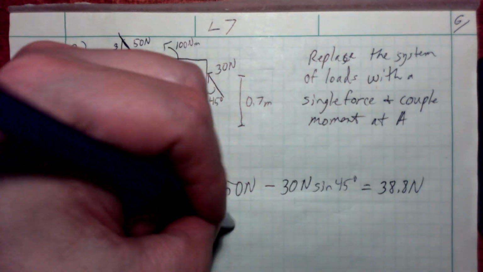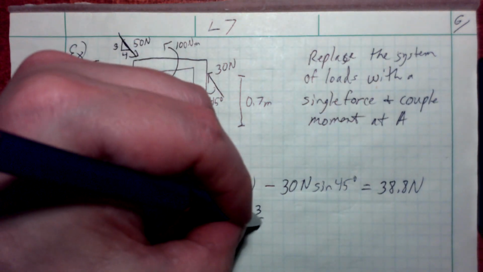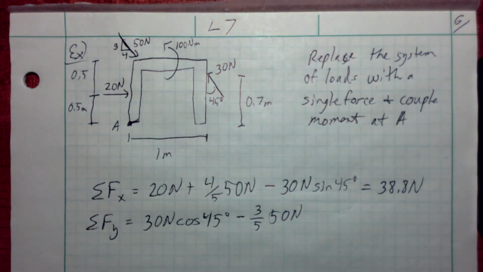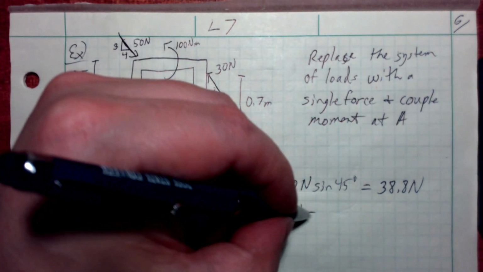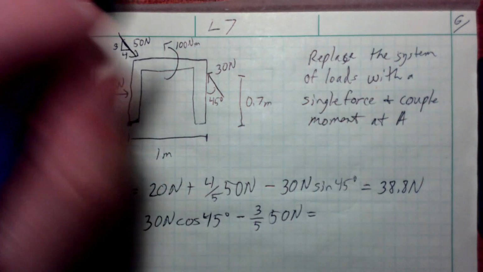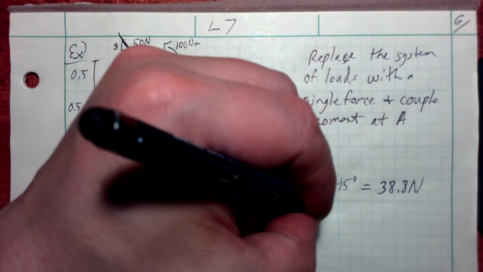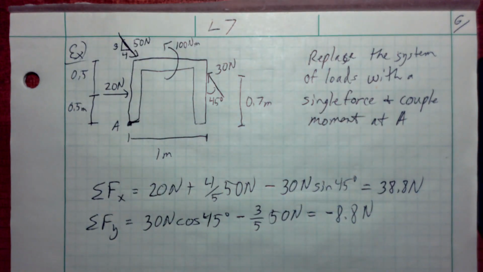So that means, and again, it's down, so it's negative. Since the 3 is the vertical, it's going to be 3/5 of that 50 Newton force, which is a minus 30 newtons. Run this through your calculator. Pause here if you want to get an answer and then double check it. Okay, so I've got here a minus 8.8 newtons. That's what I found that to be.